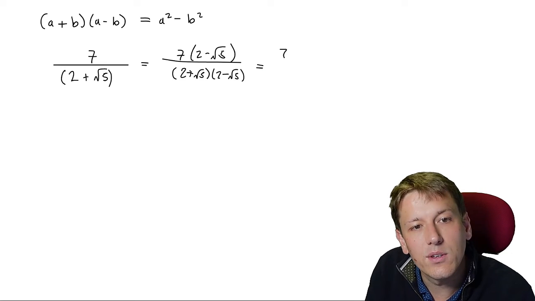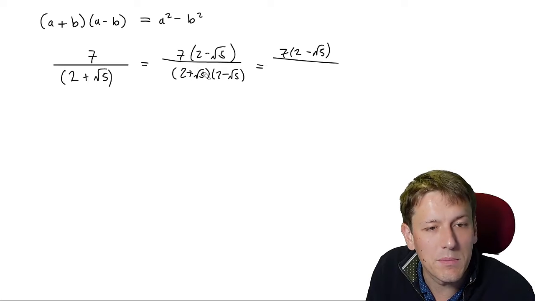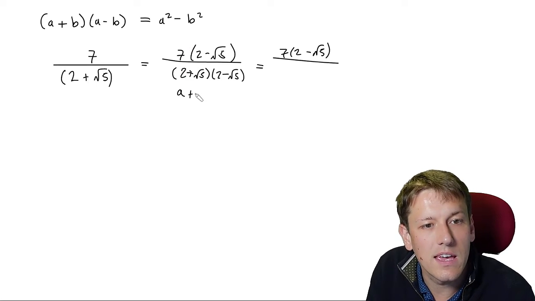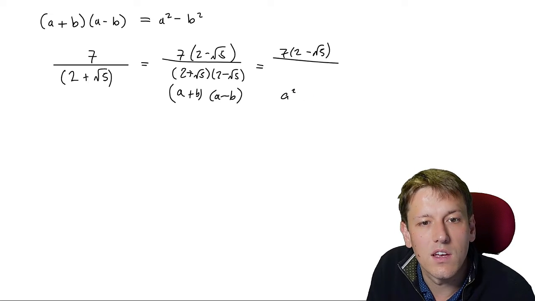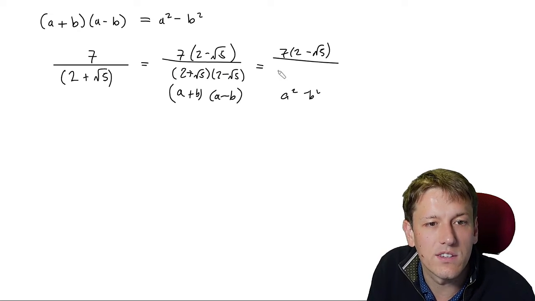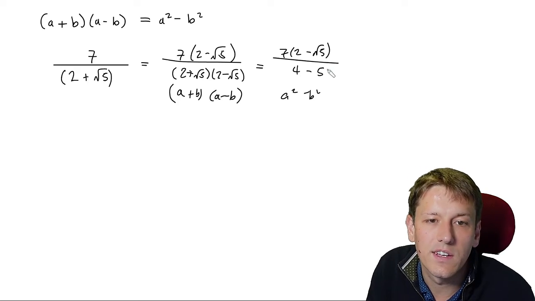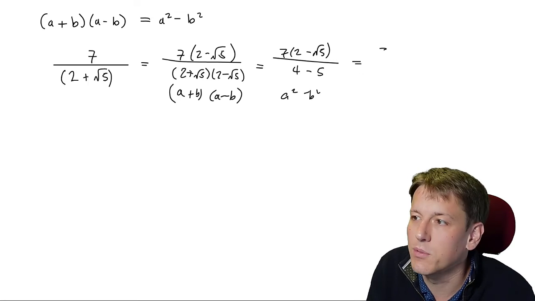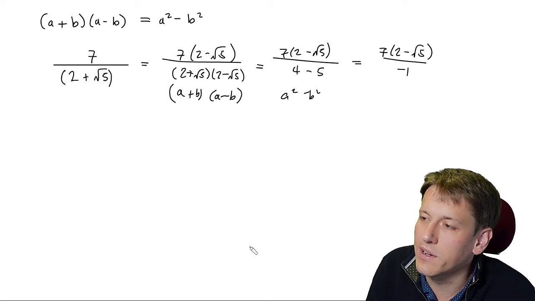And now you see, let's just leave the top as it is. On the bottom, I've got a difference of two squares, right? So I've got a plus b times a minus b. So that's just a squared minus b squared. So that's 2 squared, which is 4, minus root 5 squared, which is 5. And so I've just got minus 1 on the bottom here, right? So I've got 7 times 2 minus root 5 over minus 1.